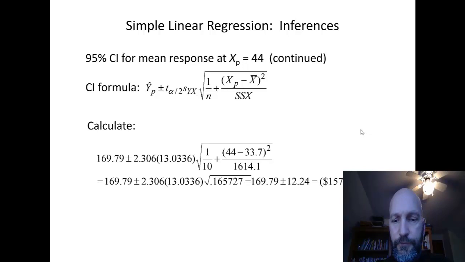So let's look at the numbers that we have here. 169.79, that's the point estimator, plus or minus 2.306, that's the critical value that we came up with. 13.0336, that's the standard error for the regression, times the square root of 1 over n, we have 10 observations, plus here we have the predicted value of 44 minus the average value for the x's. So square that, divide by the sum of squares for the x's, and we get an interval from 157.55 on the low end up to 182.03.